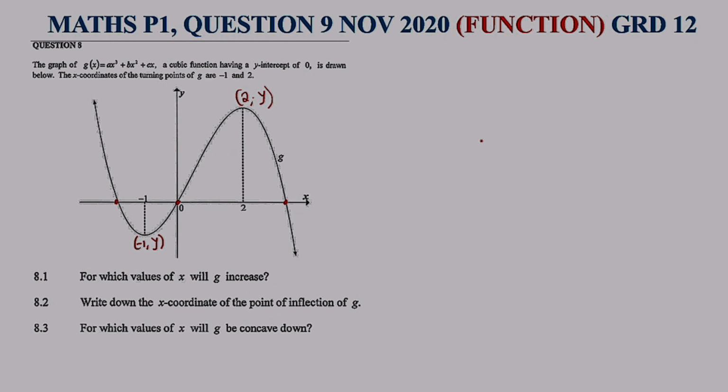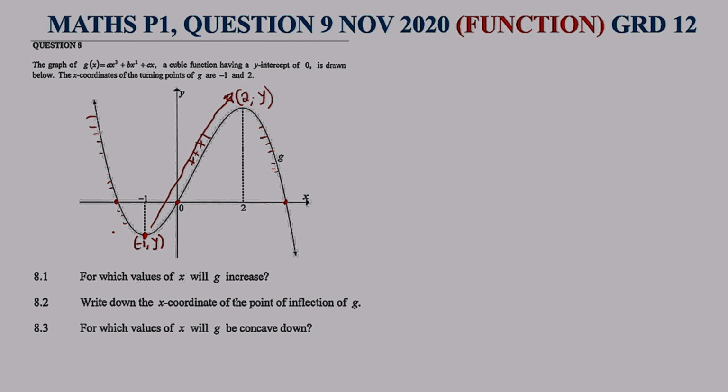Right. Okay, now the first question says, for which values of x will g increase? For which values of x will g increase? So basically, starting from here, can you see? If you start from here, you are going down. Okay, so if you start from here, going there, what is happening to the graph? It's going up. Therefore, the function is what? It's increasing. It has got a positive gradient. So going up here, it's increasing. Going down here, it's decreasing. It's got a negative gradient. Even this side has got a negative gradient.